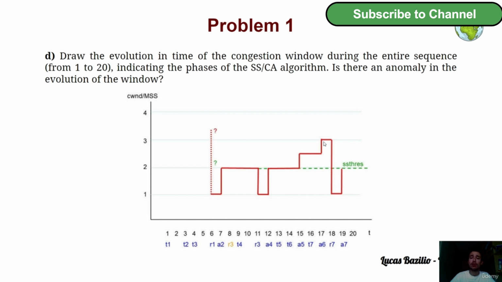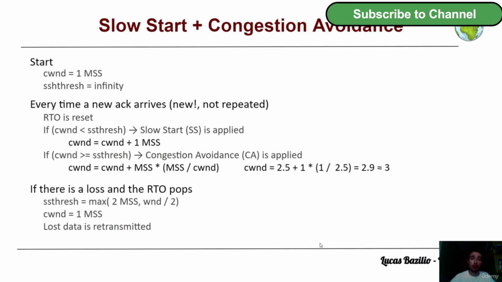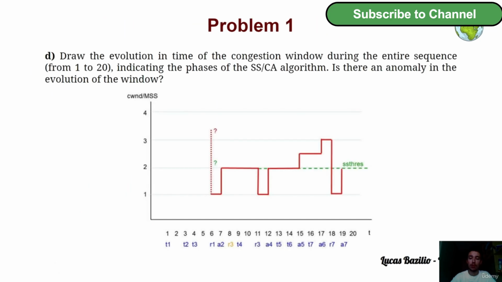You know what happens if we analyze exchange 18? Oh, we have precisely a retransmission. So since we have a retransmission, what happens? Well, following the slow start and congestion avoidance algorithm, if there is a retransmission, then the congestion window is equal to 1 maximum segment size. So at exchange 18, the value of the congestion window drops down to 1 maximum segment size.